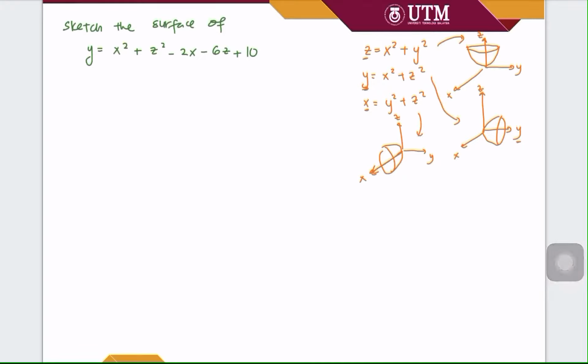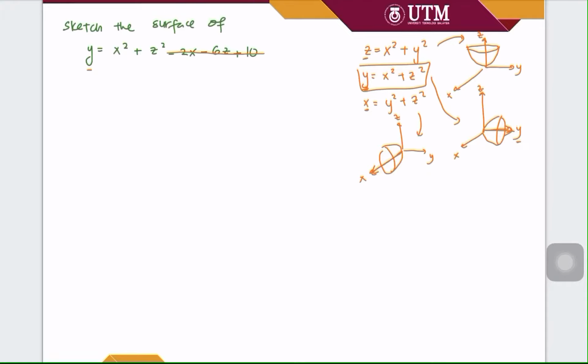Now let's look at here. We need to sketch the surface of y equal to x squared plus z squared. Considering that we don't have the extra terms, the basic graph will be this one here, and it's parallel to the y axis.